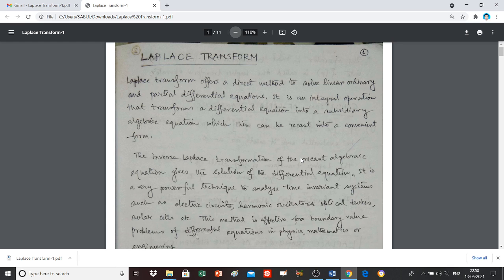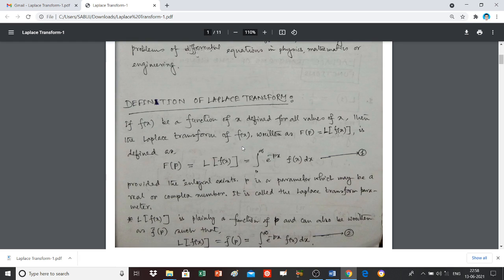Now come to the next point, that is the definition of Laplace transform. Let us consider that you are given a function f(x), and the Laplace transform of this function is given by F(p), that is equal to L[f(x)], and this will provide a new function F(p). The function should be defined for all values of x.